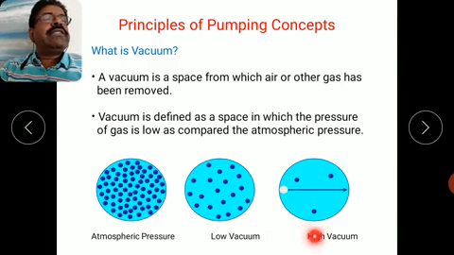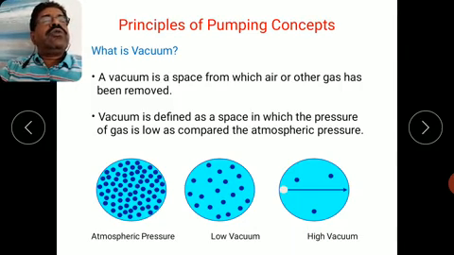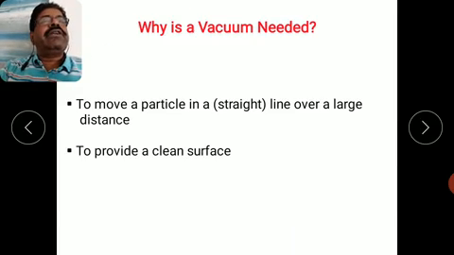So as you decrease the number of gas molecules in a given container, you are decreasing the pressure. When pressure is further decreased, you can say that you are going to a high level of vacuum. So the fewer the gas molecules, the higher is the level of the vacuum. This particular diagram will definitely help you to understand this concept of the level of a vacuum.